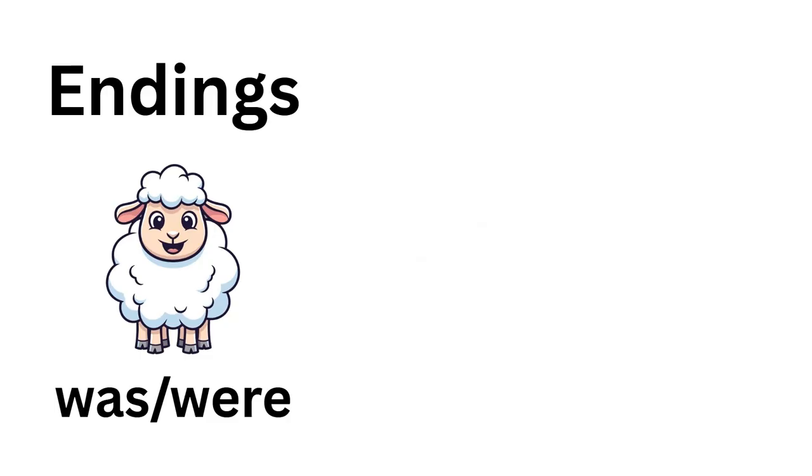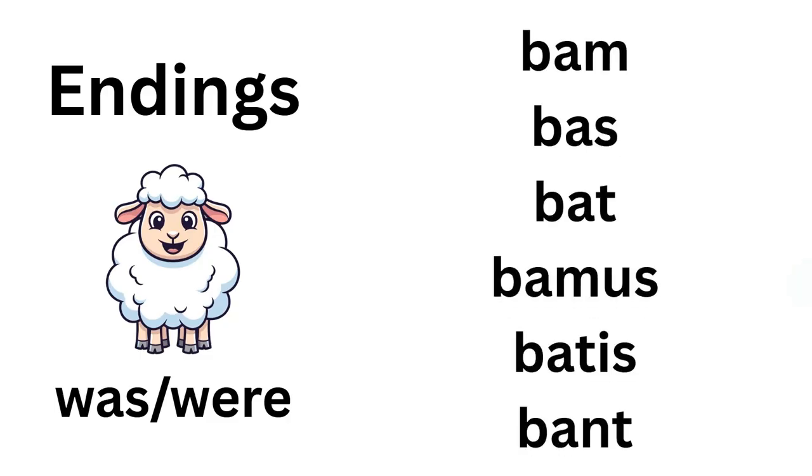Here are the endings for the imperfect tense. Bam, bas, bat, bamus, batis, bant. The eagle-eyed will have noticed that the first 3 make up the name of my channel and my website, and that is because it is my favourite tense in Latin, because I do have a favourite tense in Latin. So all of those have the BA imperfect signifier.